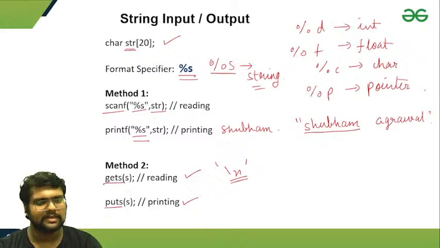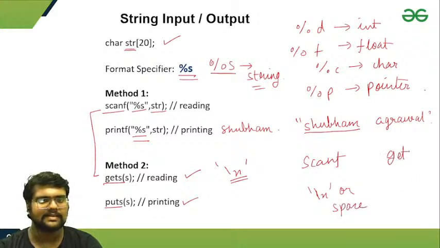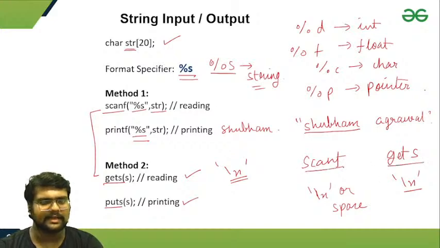The difference between scanf and gets is that scanf will read until a new line or space or some white space is encountered. Gets will read until a new line is entered, meaning until we press enter it will take the input. So this is the difference between gets and scanf.